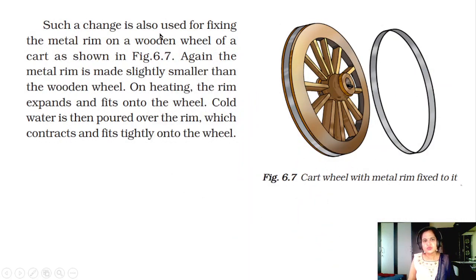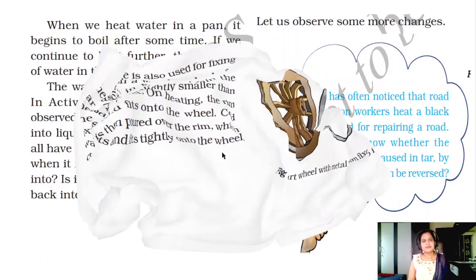Such a change is also used for fixing the metal rim on the wooden wheel of the cart, as shown in figure 6.7. This is a rim, this is a wooden cart. Again, the metal rim is made slightly smaller than the wooden wheel. On heating, the iron expands and fits onto the wheel. Cold water is then poured over the rim, which contracts and fits tightly onto the wheel.